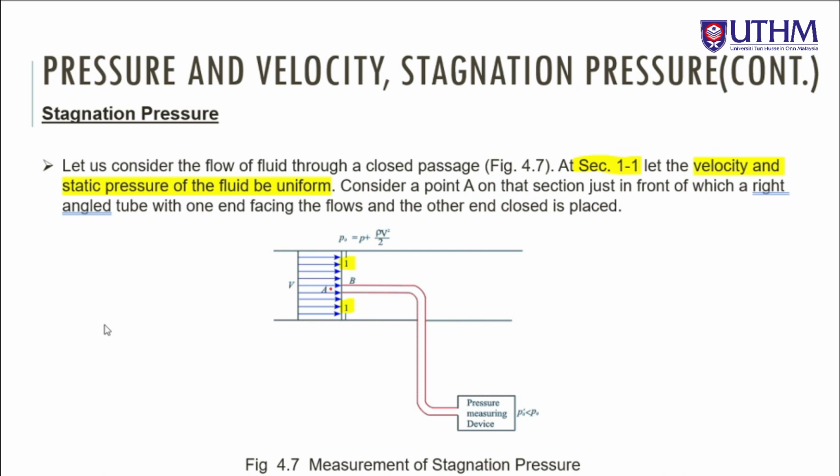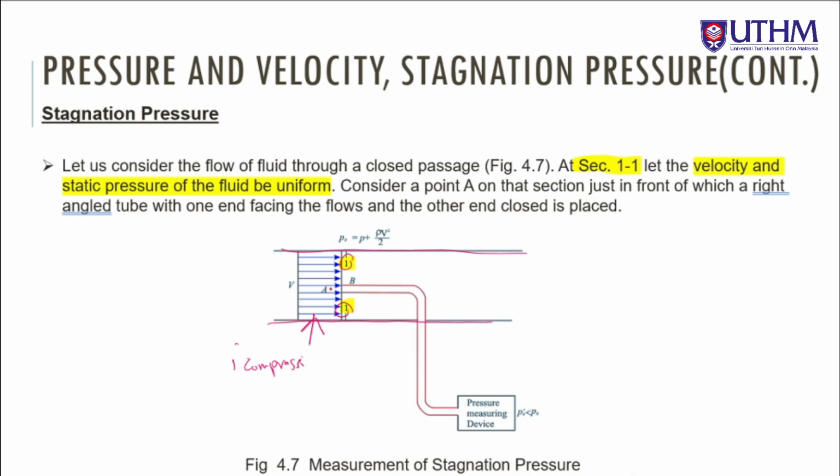So ni contoh untuk pengiraan of stagnation pressure lah. So let us consider the flow of fluid through a closed passage. So yang ni satu closed passage. Okay, and then at section 1, let the velocity and static pressure of the fluid be uniform. So dekat sini yang color biru ni, kita consider the flow is incompressible.